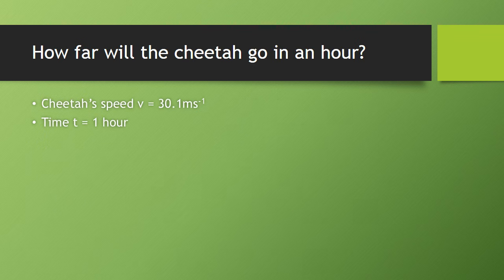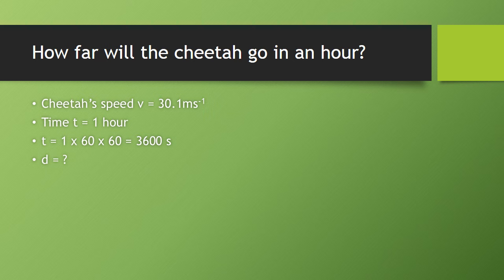Now a cheetah can't actually run at that speed for very long, but let's just pretend here that the cheetah could maintain that speed for the full hour, and let's see how far the cheetah would go in an hour. So we have the speed there, 30.1 meters per second, and the time of 1 hour. But now if you recall, our time needs to be in seconds, so before we go too much further, let's turn that into seconds. We take the 1 hour, we multiply it by 60 to turn it into minutes, because there are 60 minutes in an hour, and we multiply it by 60 again to turn it into seconds, because there are 60 seconds in a minute. And we get the answer there of 3,600 seconds. We need to use that number for the rest of our calculations.